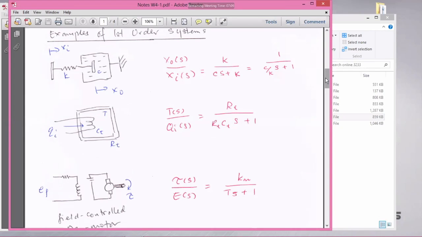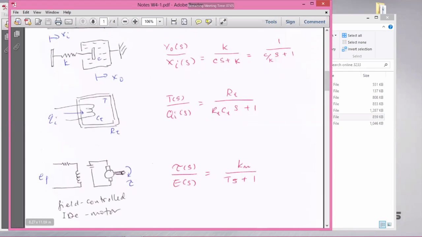And then also a field control DC motor can be approximated with the first order system as well. So the torque produced by the field control motor with respect to the voltage that you supply to the field winding is going to be first order as well. So we don't really care what physical system the transfer function represents, as long as it is first order, then the characteristic of the response is going to be the same.